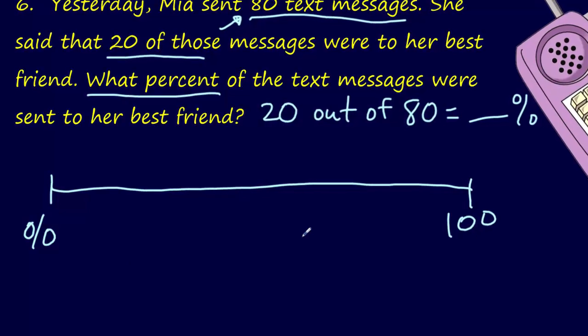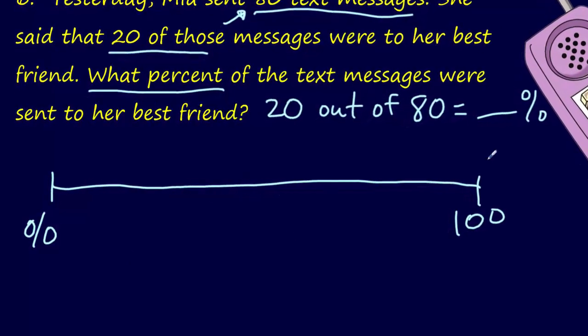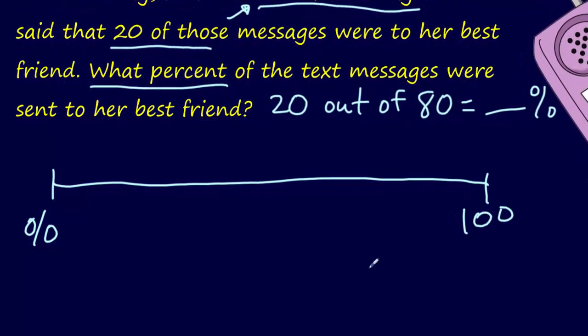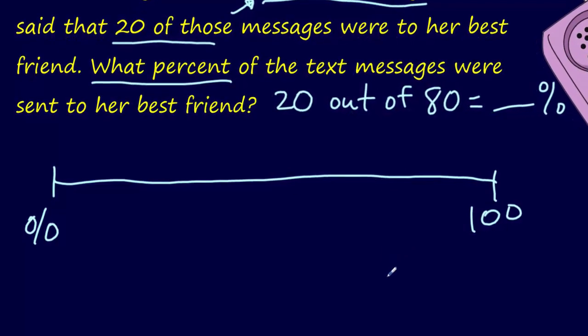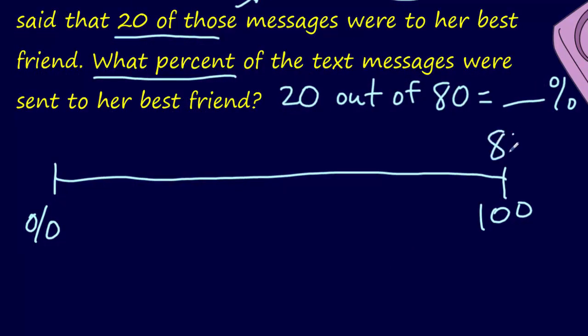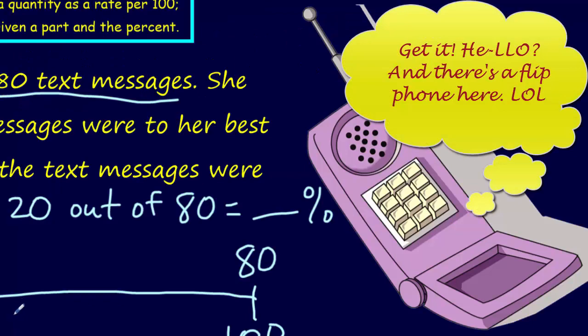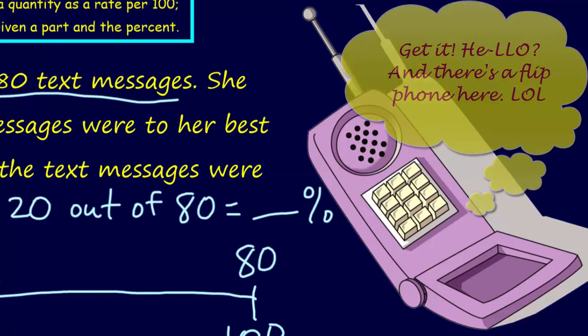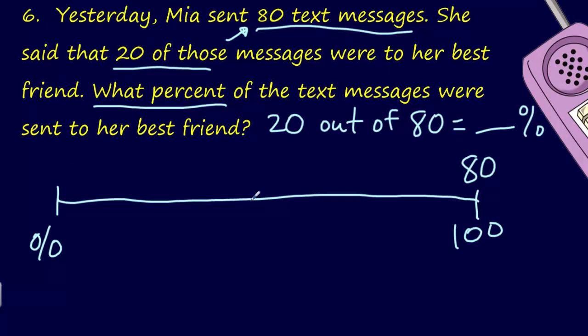And then when we have this, we ask ourselves, do we have the part or do we have the whole? Because we already know we have our percentage down here. And what we have is, yeah, we have the whole. We know there's 80 messages altogether. So now I'm thinking, I do have 20 of those messages, but I don't have the percentage. That's a problem. And I'm trying to find that out.